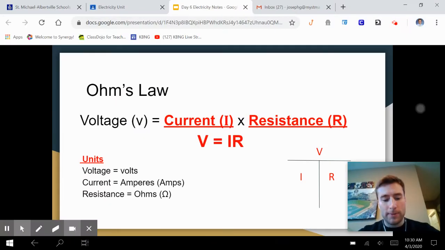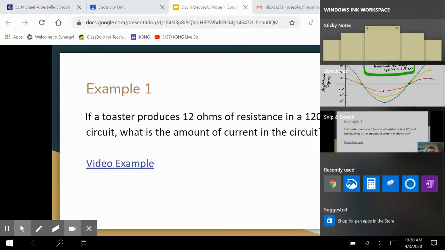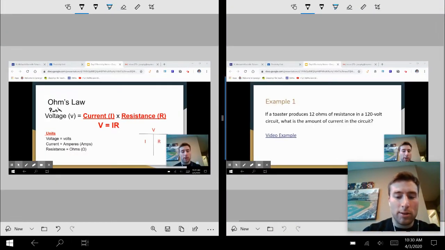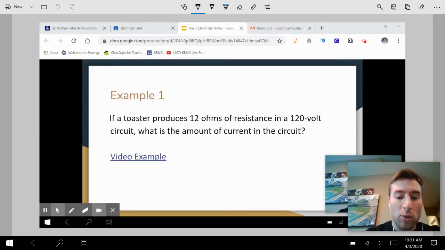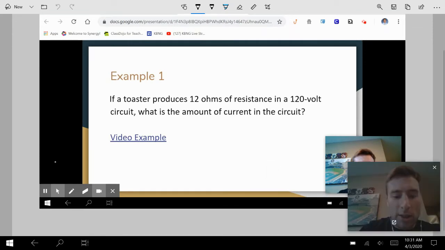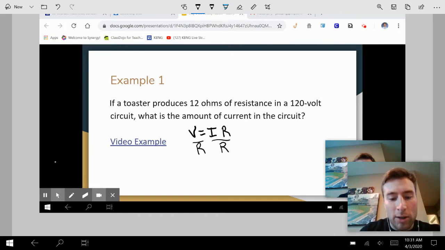So if we go back to our slides, we can do this example right here. The video example is down there right for you, and I'm going to help you set it up. So if we have a toaster that produces 12 ohms of resistance in a 120 volt circuit, what is that going to look like? What's the current going to be? So we're going to take our voltage equal to our current times our resistance. And if we're looking for our current, we can divide both sides by R. That gets I all by itself, which is current. So V over R equals current.